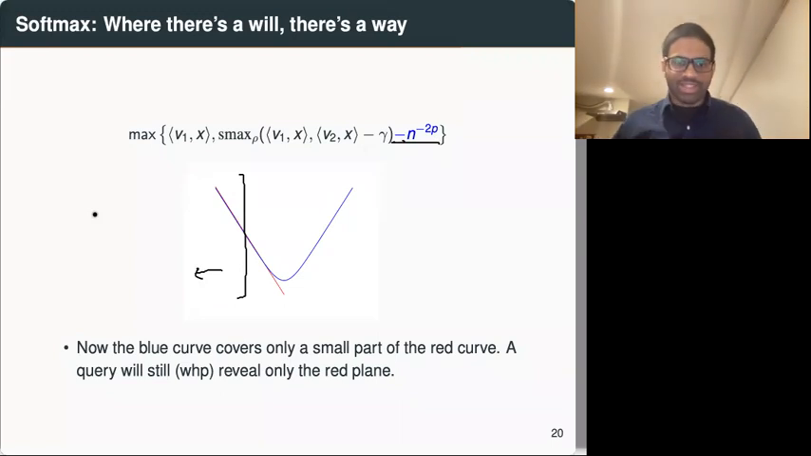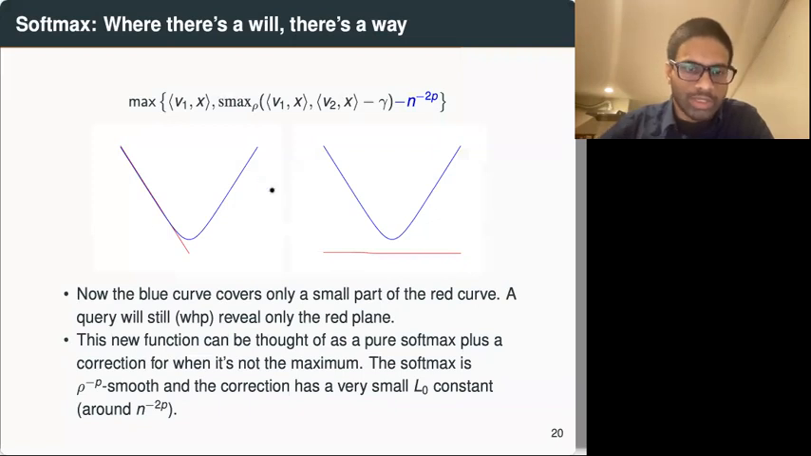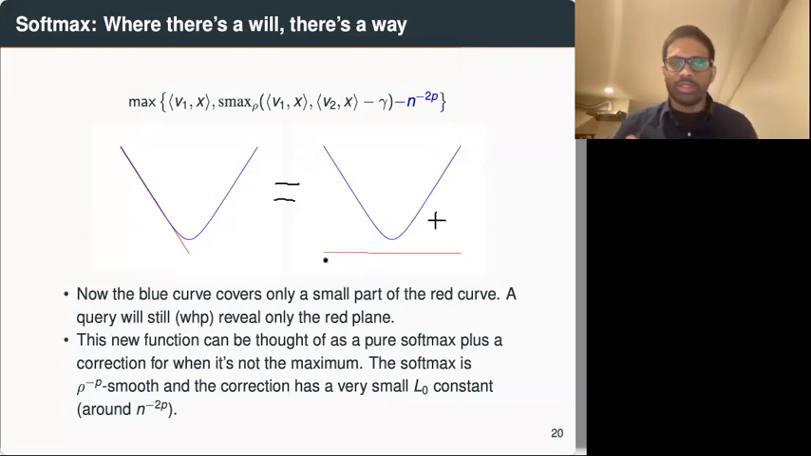The only problem, and the thing that sounds like a major problem, is that this function is no longer smooth, and we wanted to make the function smooth. But it's very close to being smooth. This function is actually just the same as the softmax function plus this correction. When the softmax function is larger, the correction is 0 because you don't need to correct it. When the red plane is larger, the correction is a very small constant. It's something that goes to 0, but it's really small. And you can use properties of softmax and prove that this correction has a very small L0 constant.